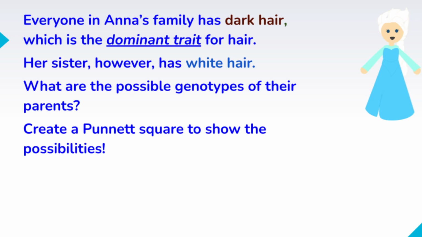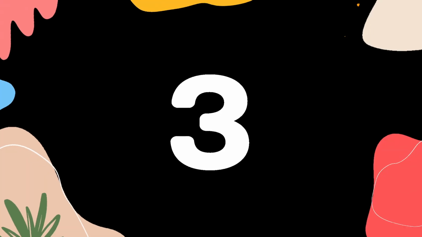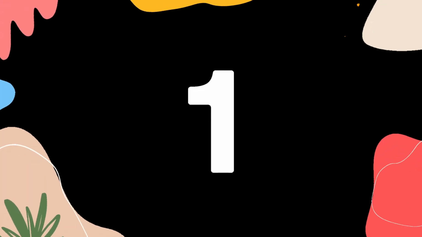All right, so take a moment and think about what the possibilities could be for her parents and sketch out a Punnett square of your own. We'll reveal the answer in a minute. Go ahead and pause the video if you need more time, but here it is.